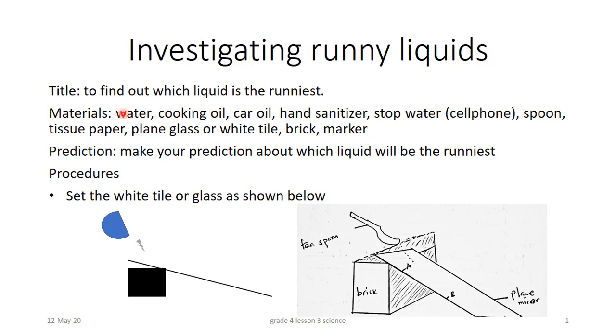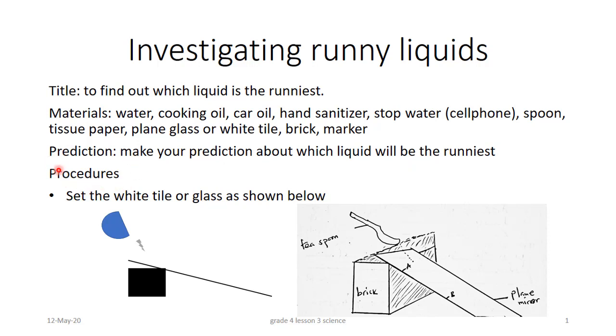The reason why we are doing this experiment is to find out which liquid is the runniest. Each and every investigation must have a prediction. So you should make your own prediction about which liquid will be the runniest. You just have to choose out of these 4 liquids: water, cooking oil, car oil, hand sanitizer, which one is going to be the runniest. It's just a prediction. Just choose.